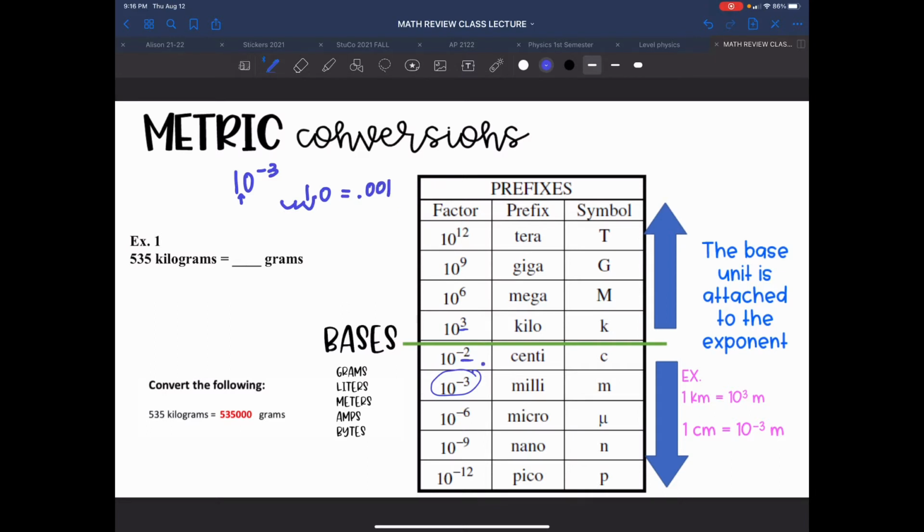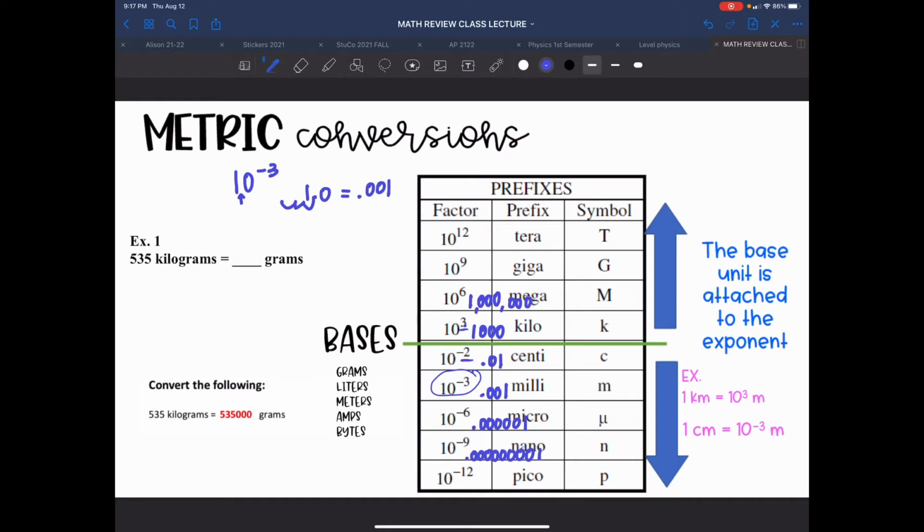10 to the negative second is 0.01. Okay, this is going to be 5 zeros and a 1. 1, 2, 3, 4, 5, 1. This would be 8 zeros and a 1. And you get the idea. What would this be? 3 zeros after our 1. Okay, 6 zeros after our 1. Okay, 9 zeros after our 1.